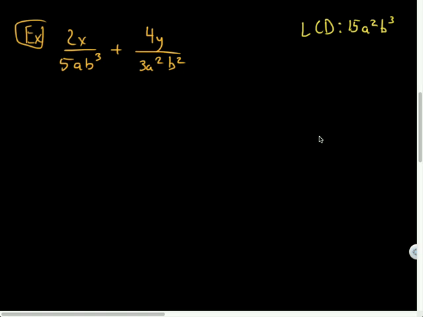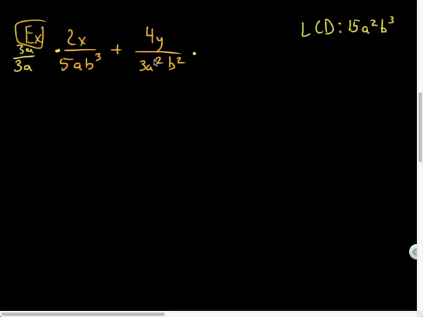All right? So now my question is, Joey, what do I multiply the first fraction by? The part of the LCD it's missing. So to get 15 out of 5, I have to multiply by 3. To get a squared, what do I have to multiply by? An a. And b cubed I already got, right? So b cubed we're good with. So I'm going to multiply this by 3a over 3a.